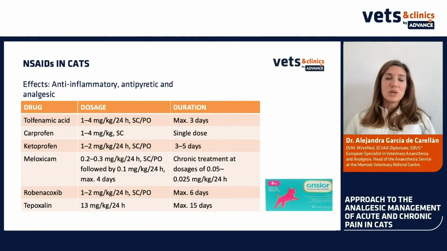So another important drug that we are going to speak about regarding acute pain and also chronic pain management are the NSAIDs. For NSAIDs in cats, we have here a table with some examples. There are many of them. They have anti-inflammatory, antipyretic, and analgesic effects. Depending on the drug, they can be given for 5 days, 3 days, or even in chronic pain states, we can also use NSAIDs.